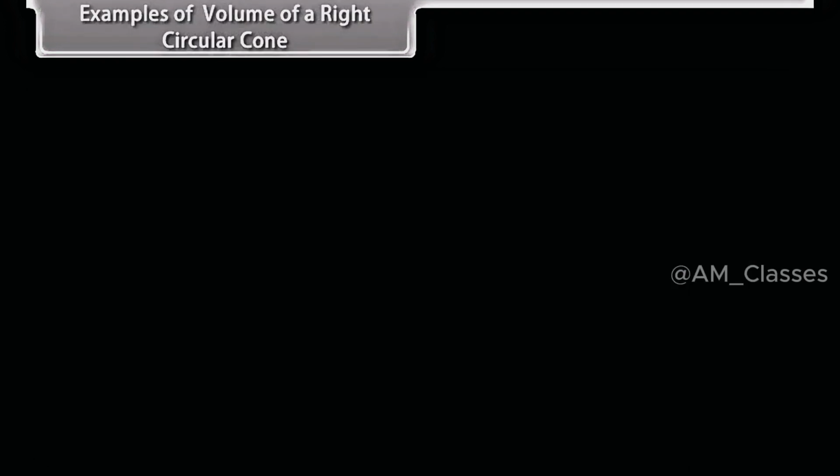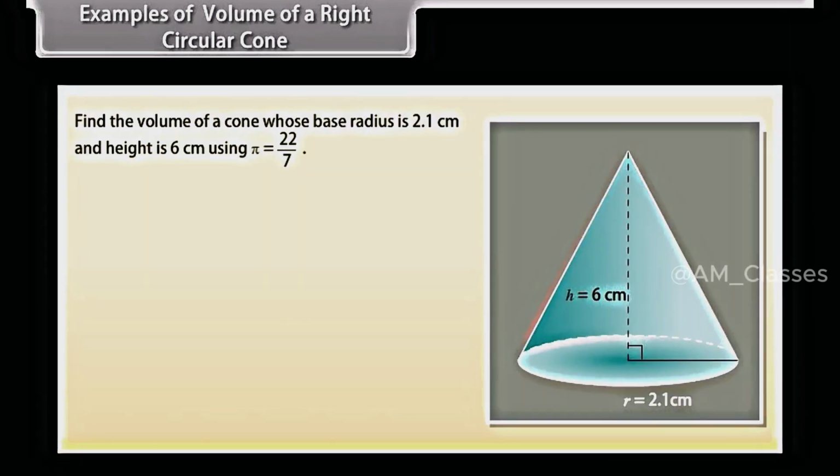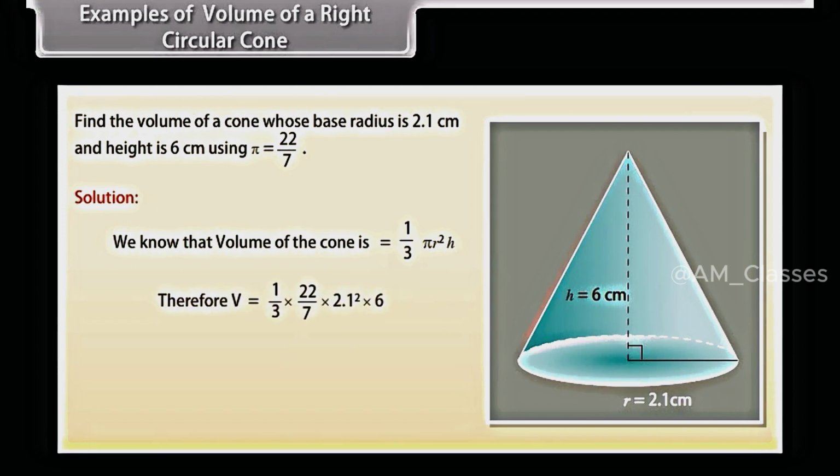Examples of volume of a right circular cone. Let us now solve an example. Find the volume of a cone whose base radius is 2.1 cm and height is 6 cm using pi as 22 upon 7. Solution. We know that volume of the cone is 1 upon 3 pi r square h. Therefore, V is equal to 1 upon 3 into 22 upon 7 into 2.1 square into 6, which is equal to 27.72 centimeter cube.